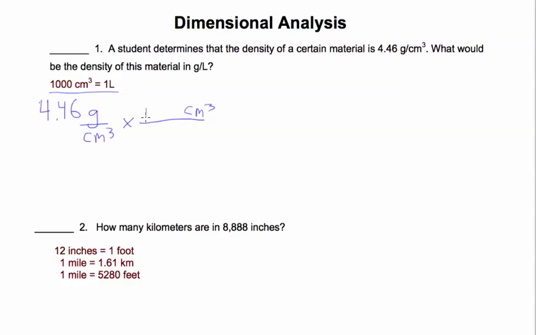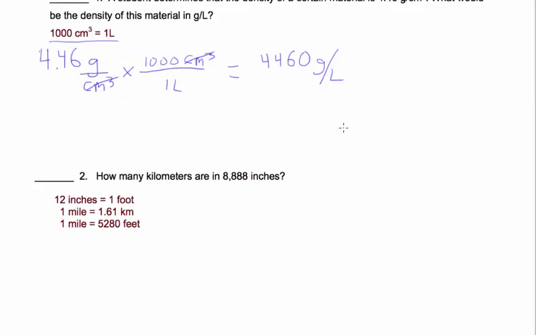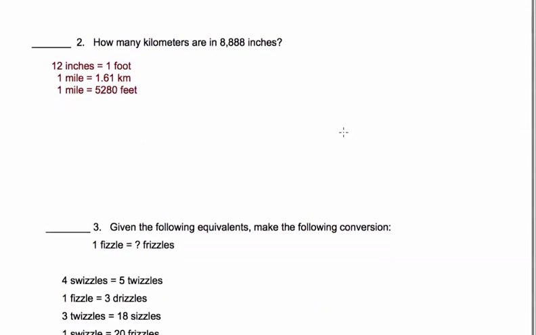And we know that 1,000 centimeters cubed equals 1 liter. And when we look at our math, centimeters cubed cancels out. When we do this, we always multiply by the number on the top, divide by the number on the bottom. So we get 4,460 grams per liter. Let's look at a little bit harder of an example.